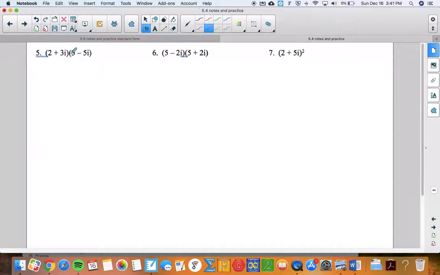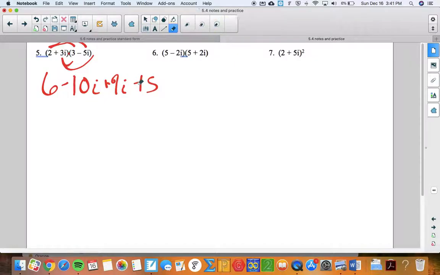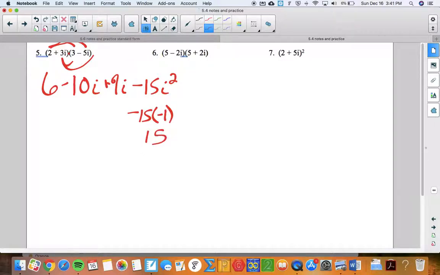Next, here we're multiplying these two binomials together. So I get 6, -10i, 9i, -15i. Ooh, let me change that. Here I have -15i squared, because i times i is i squared. And i squared is the same as -1. So this becomes 15.